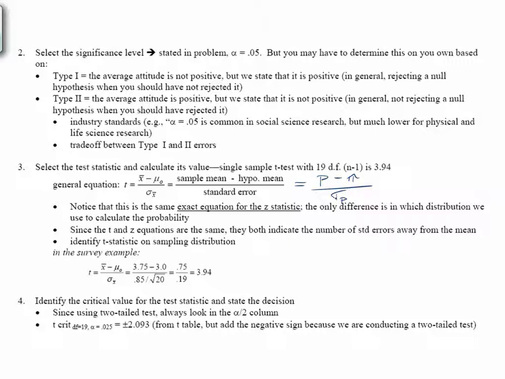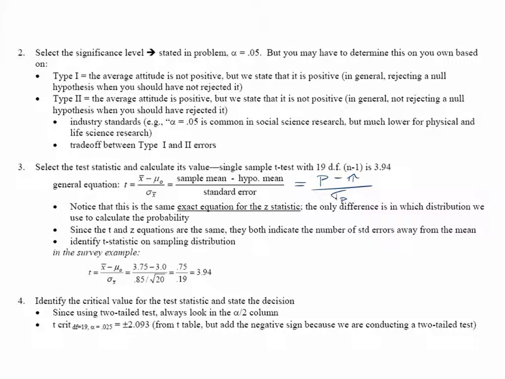So notice that this is the same exact equation for the z-statistic. The only difference is which distribution we use to calculate the probability. Since the t and the z equations are the same, they both indicate the number of standard errors away from the mean. Identify the t-statistic on the sample distribution.